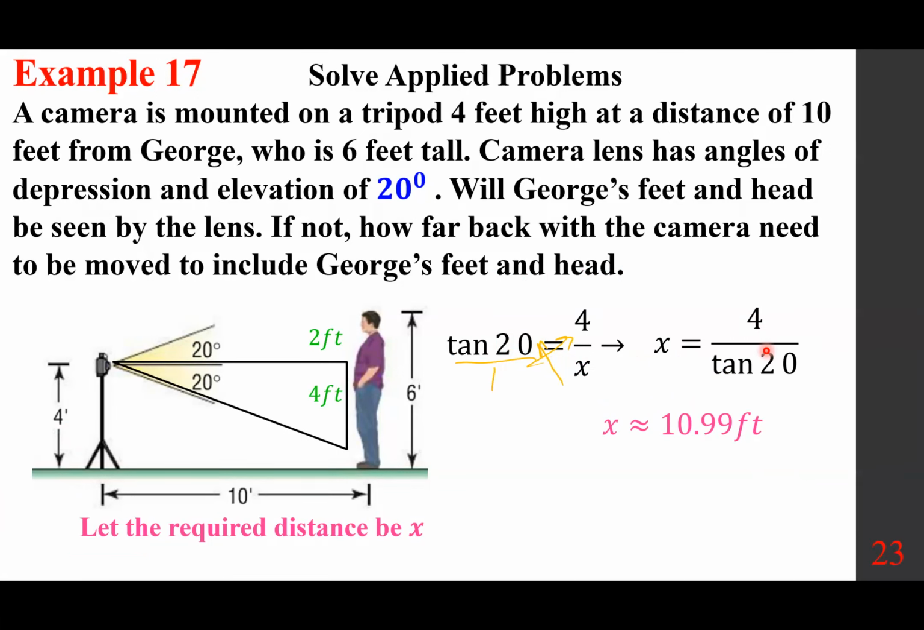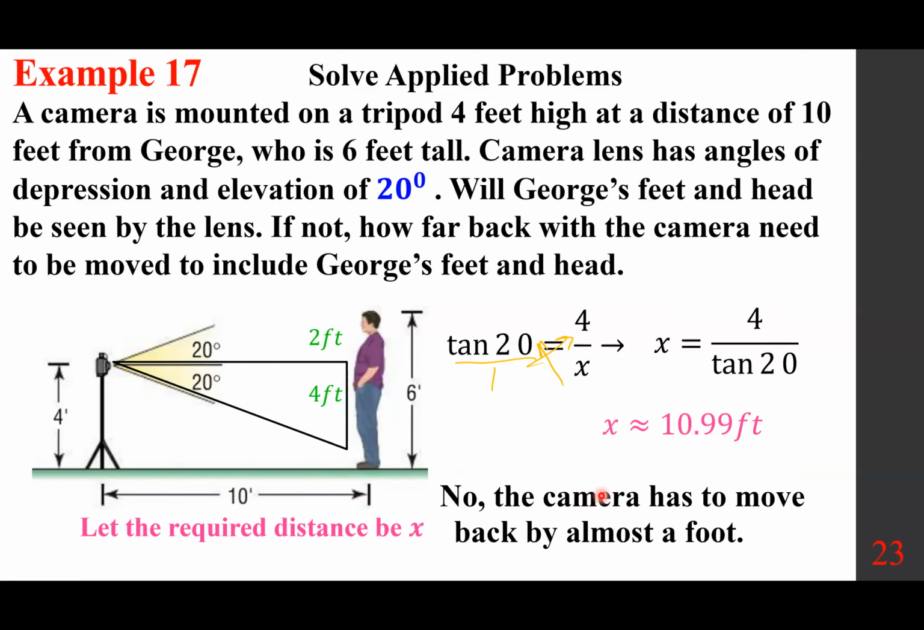That means 10 feet is not good. We need how much? Almost 11 feet. Therefore, the camera has to move. So this is not good. The camera has to move back by almost a foot. We need almost 11 feet, but we have 10. So this has to go back by 1 foot.